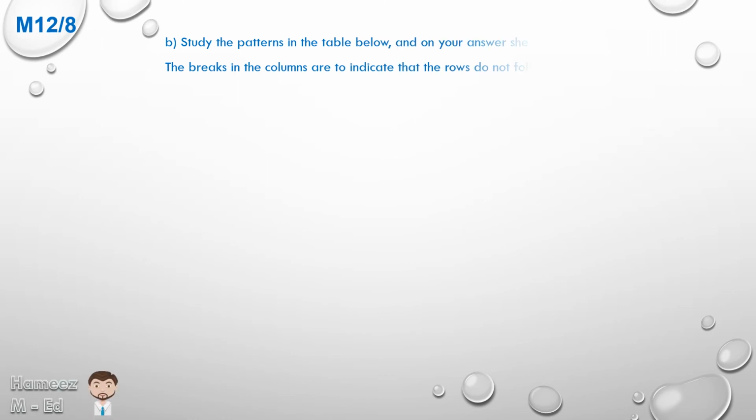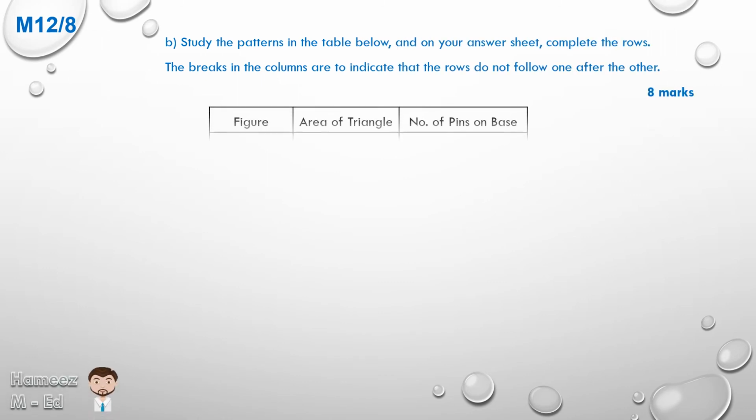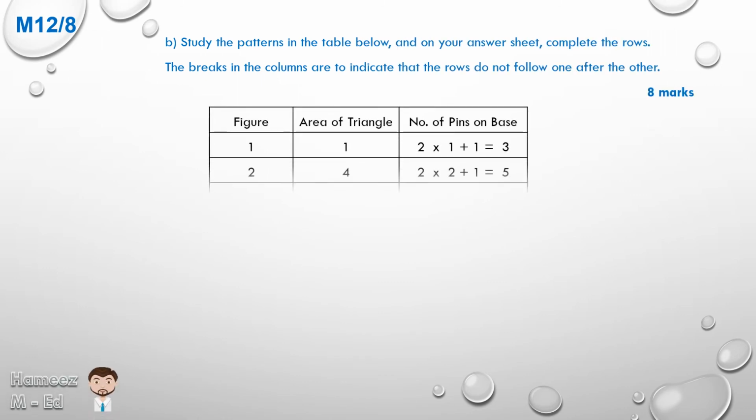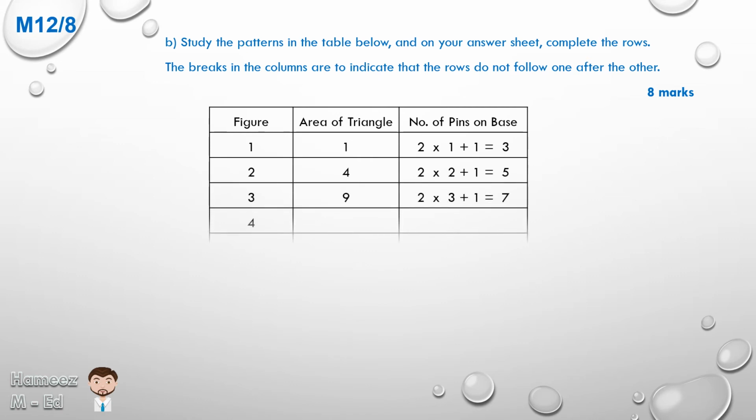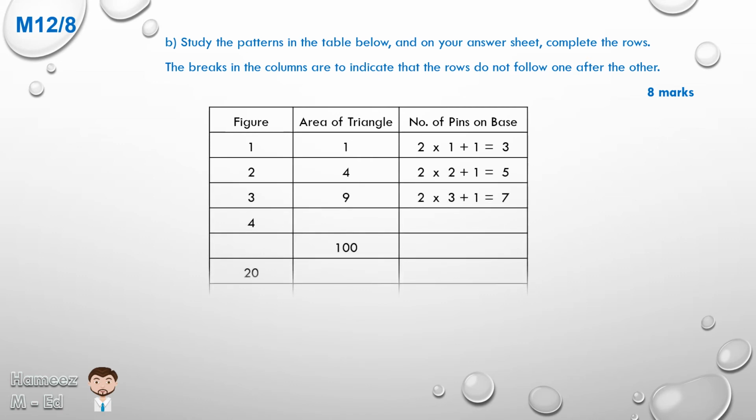In part B, study the patterns in the table below and complete the rows. The breaks in the columns are to indicate the rows do not follow one after the other. So you should pause the video now and attempt to complete the table. So let's do the solution.